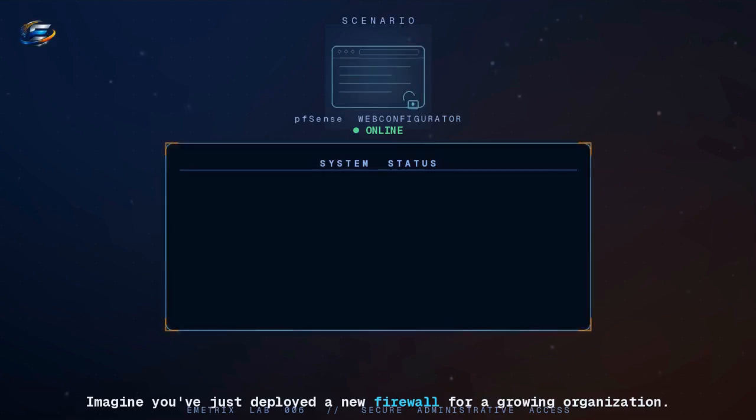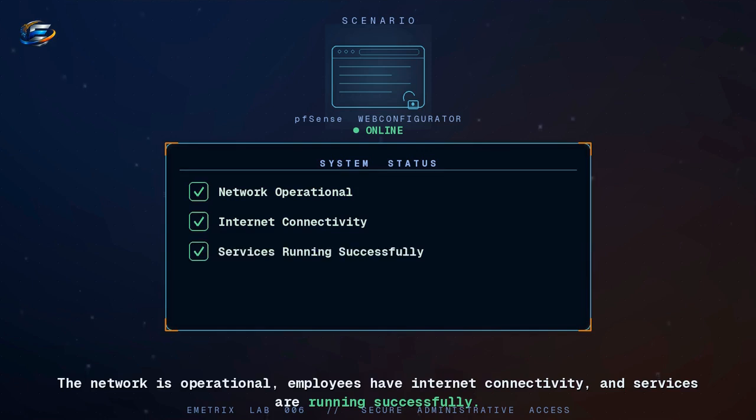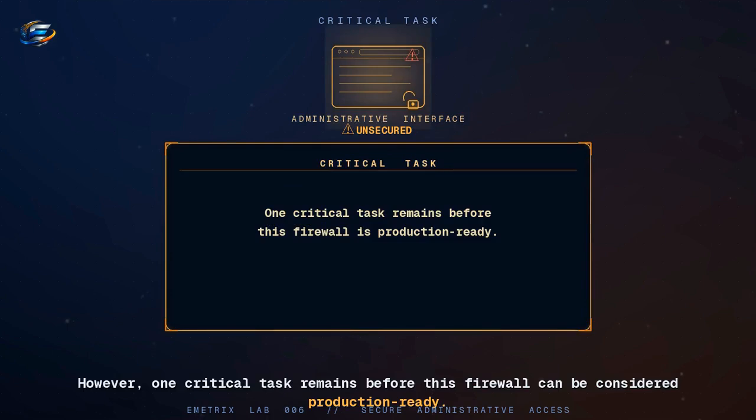Imagine you've just deployed a new firewall for a growing organization. The network is operational, employees have internet connectivity, and services are running successfully. However, one critical task remains before this firewall can be considered production-ready. Its administrative interface must be secured.